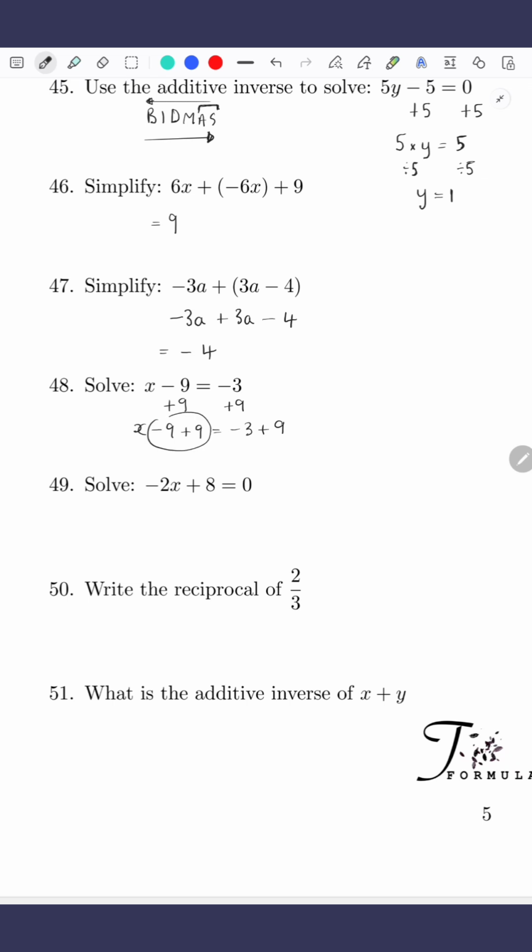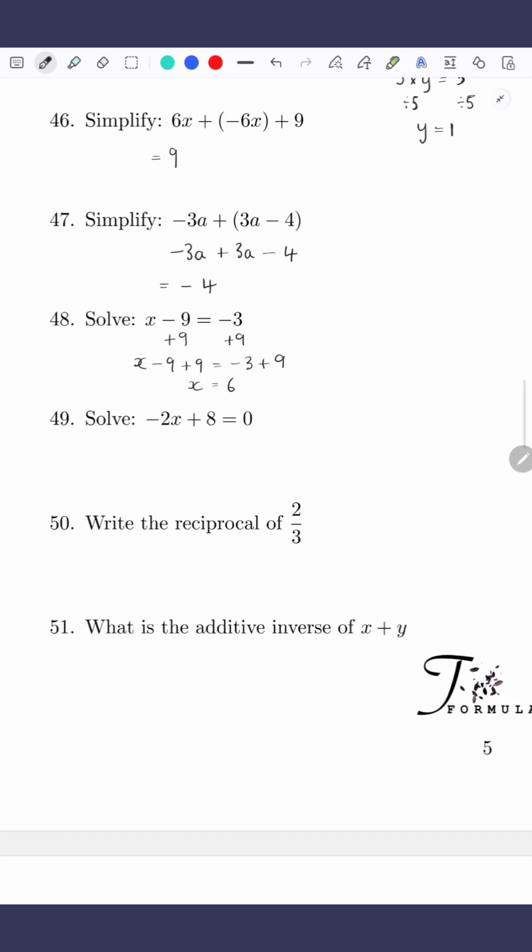Now, if we had -9 plus 9, that's just going to go to 0. And what we're left with is this x that nothing happened to. -3 plus 9 is 6. I'm hoping that you're okay with your number lines. If you're not, you can feel free to draw a number line at any time in the exam. Like, do what you're going to be successful with.